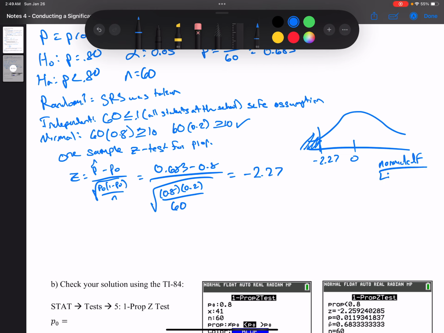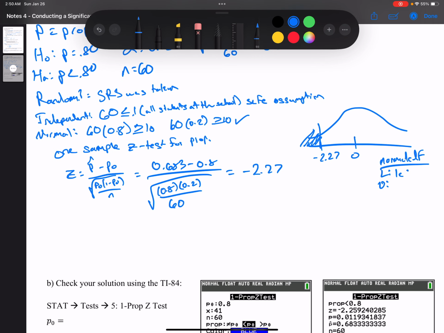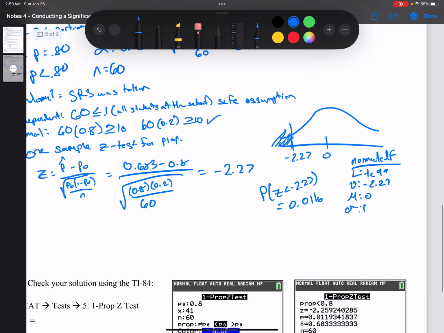CDF with a lower end of negative 2.27 and upper end of, sorry, got that backwards, I knew something was wrong there. Our lower end is negative infinity, and our upper end is negative 2.27, sorry about that. And then our mean is 0, standard deviation of 1. That gives us a probability of z being less than negative 2.27 of, comes out to 0.0116. Let me double check that.